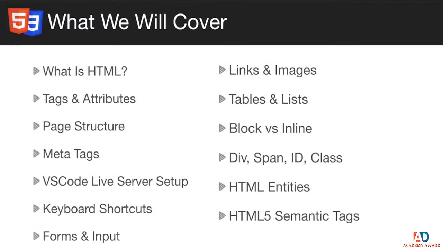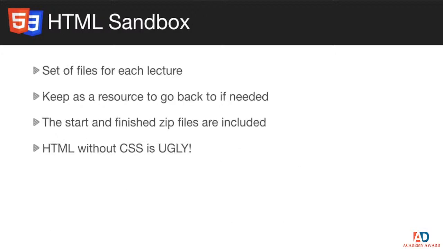So here's what we'll be covering in this section. We'll talk a little bit about what HTML is. We'll look at the syntax of HTML tags and attributes, how to structure a page, including the doctype, meta tags. We're going to set up VS Code with an extension called Live Server so that we can open our HTML pages easily in a little local development server. We're going to talk about keyboard shortcuts in VS Code, also Emmet. Forms and input, links and images, tables and lists. We're going to look at the differences between block level elements and inline elements. We'll look at divs, spans, compare IDs and classes, HTML entities, and we'll also look at the HTML5 semantic tags.